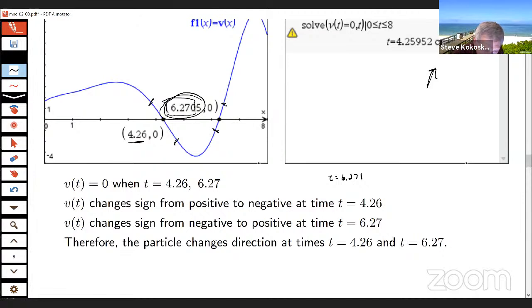Because if you round this value, it's 6.270, right? I agree. But if you round it to four decimal places, it's 6.2705, which is what you're showing over here on the calculator screen. Correct. And so if a student just solved this problem by looking at their graph screen, I think they would get that answer wrong.